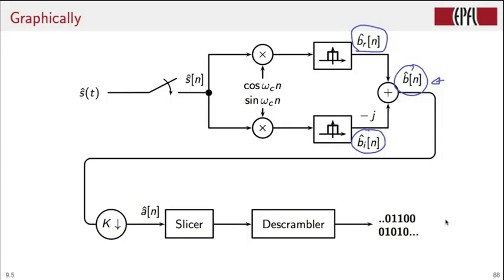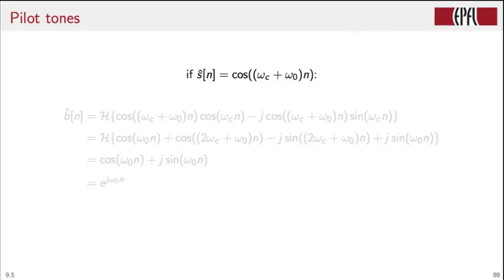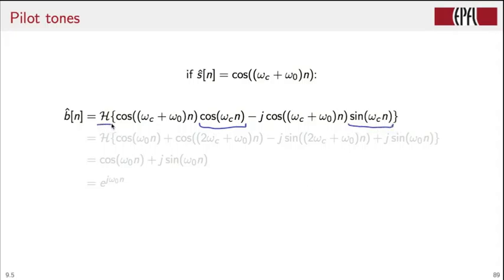And before we do so, let's just look for a second at what happens inside the receiver when the signal at the input is a simple sinusoid, like cosine of omega c plus omega 0 n. We are demodulating this very simple signal with the two carriers, the cosine of omega c n and sine of omega c n, and then we're filtering the result with a low-pass filter.